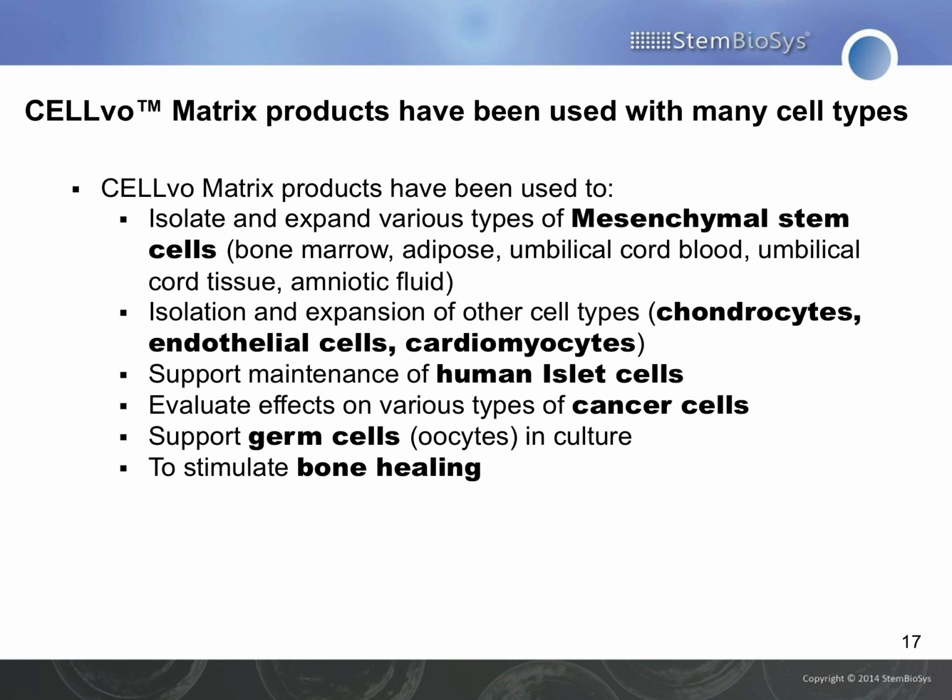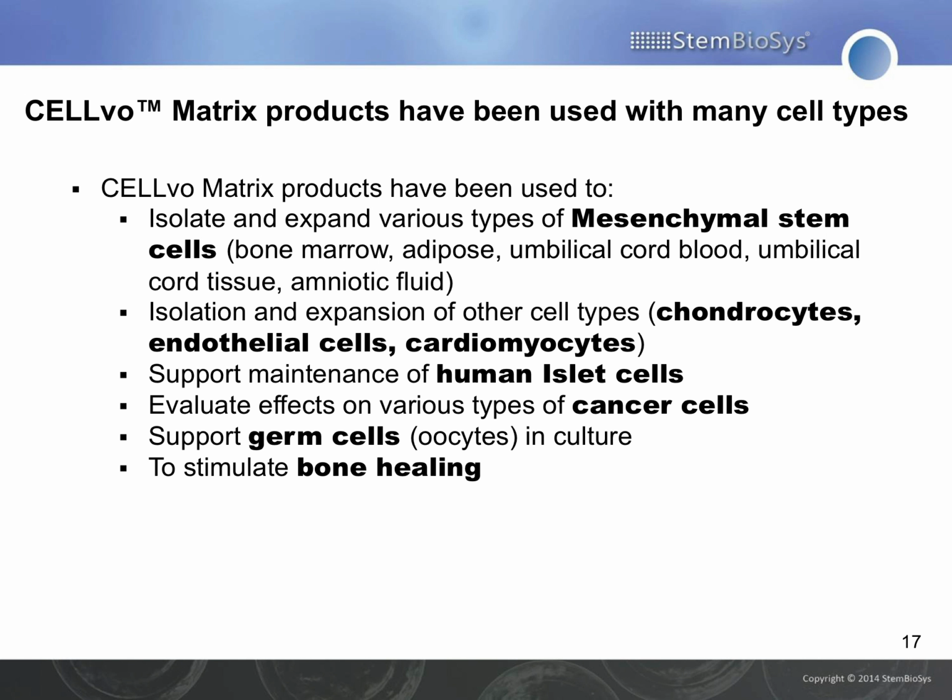So we've also found, over the period of time that we've had this product available, that it's not just mesenchymal stem cells that respond favorably to this extracellular matrix. The mesenchymal stem cells that I've mentioned before, certainly, but we've also found that chondrocytes, endothelial cells, cardiomyocytes, human islet cells, cancer cells, different types of germ cells, in this case oocytes, and different types of bone cells, all have shown increased proliferation and responsiveness on this extracellular matrix compared to other substrates.